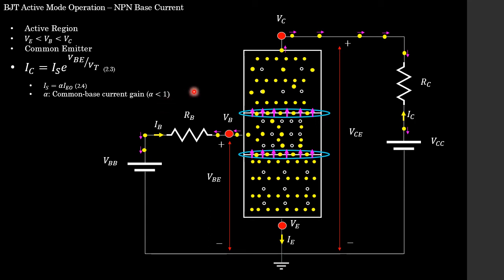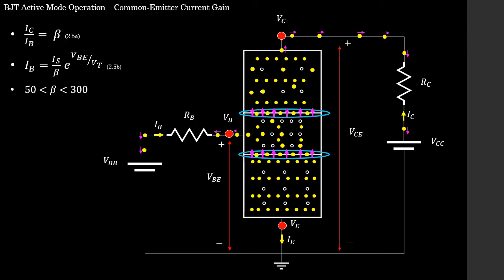All right, so now that we've established our currents and we've got some exponential relations between our current and this voltage VBE, we can move on. And here we're going to look at the common emitter current gain. Now the relationship between the current IC from our collector and our current IB from our base is a linear one and can be represented by this expression 2.5a. And here we have this term beta. And beta is our common emitter current gain.